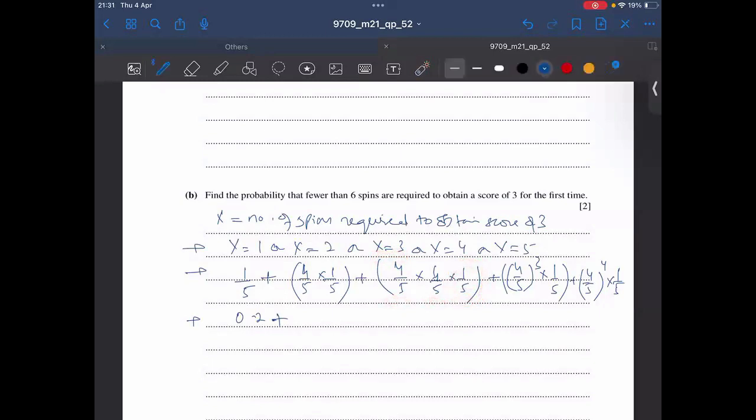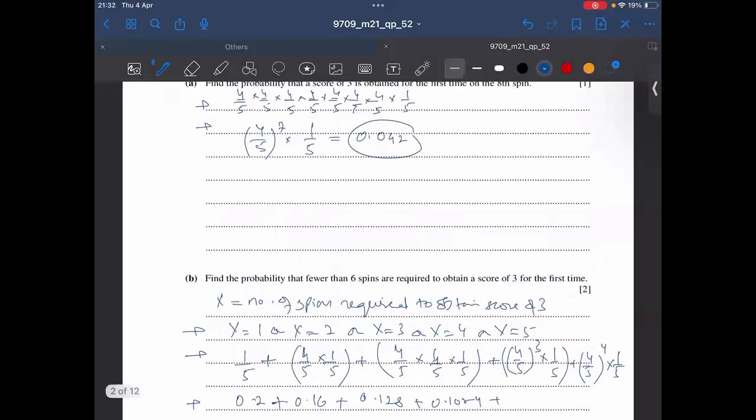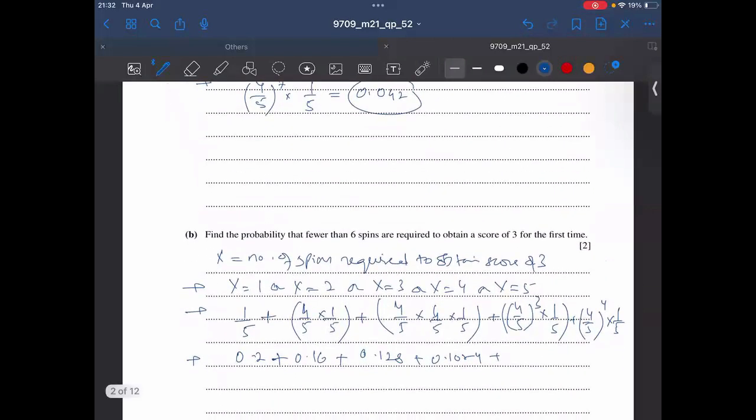There are 2 failures. So 4 divided by 25 is going to be how much? 0.16. And then it's going to be 4 divided by 5 square into 0.2. It's going to be 0.128. Then 4 divided by 5 to the power of 3 into 0.2. It's going to be 0.1024 plus 4 divided by 5 to the power of 4 into 0.2.